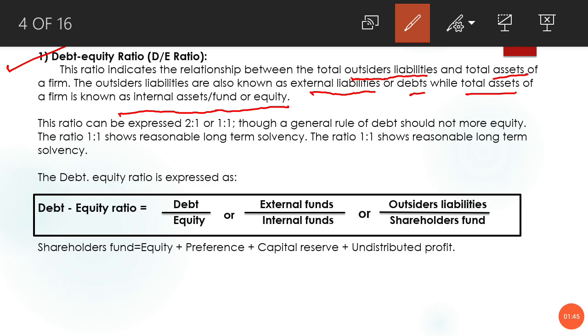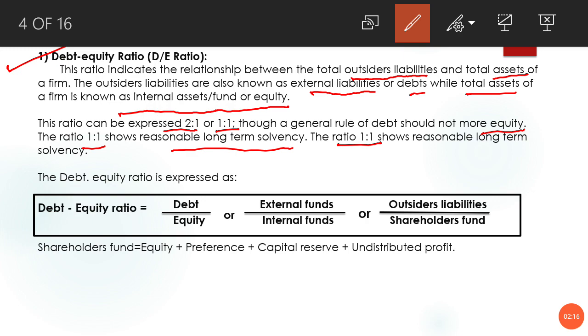This ratio can be expressed as 2 to 1 or 1 to 1. As a general rule, debt should not be more than equity. The ratio 1 to 1 shows reasonable long-term solvency. But when it increases, it becomes risky or harmful to the company.